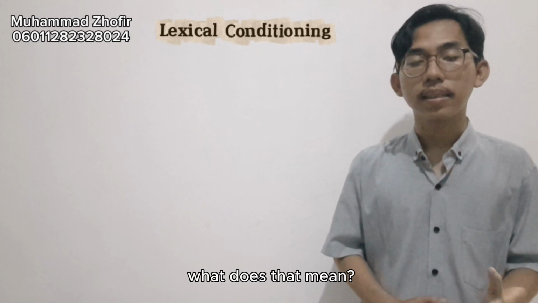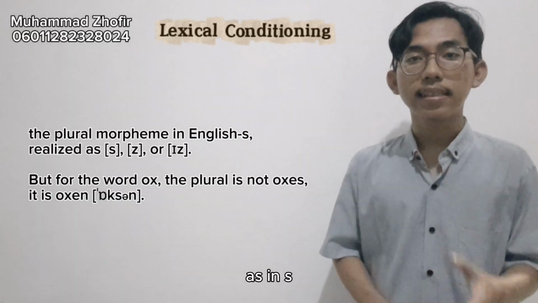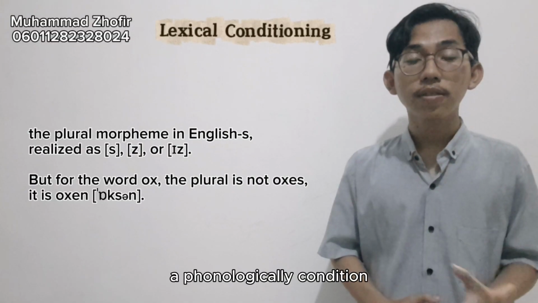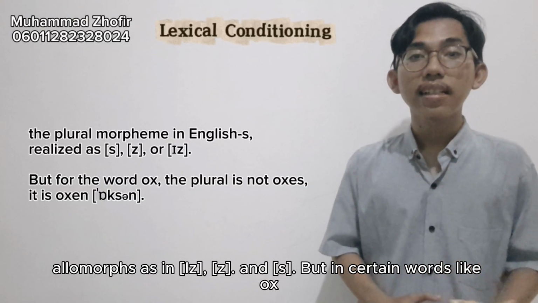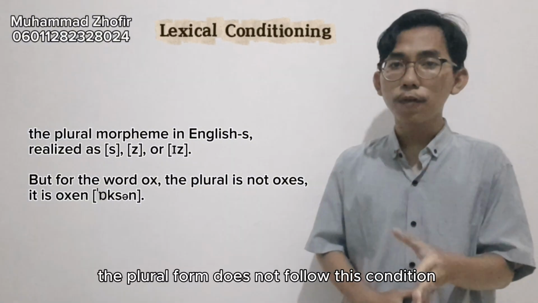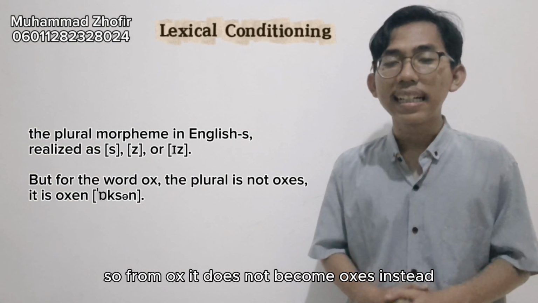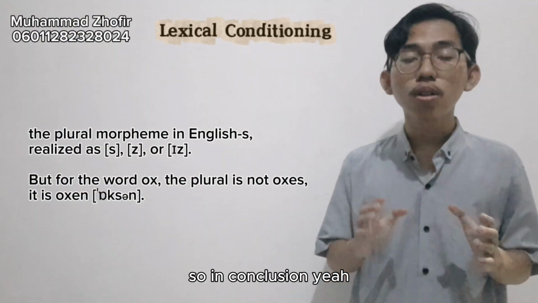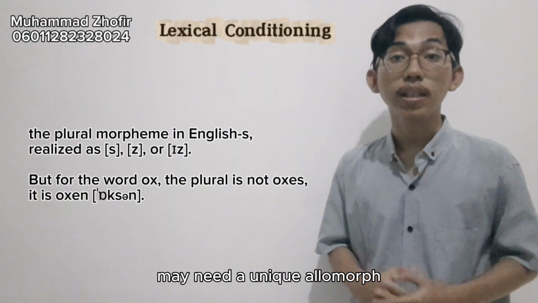What does that mean? Well, let's take a look at the plural morpheme of English, as in -s. It is realized by phonologically conditioned allomorphs, as in /s/, /z/, and /ɪz/. But in certain words, like ox, the plural form does not follow this condition. From ox it does not become oxes. Instead, it becomes oxen. So in conclusion, lexical conditioning is when a unique word may need a unique allomorph.